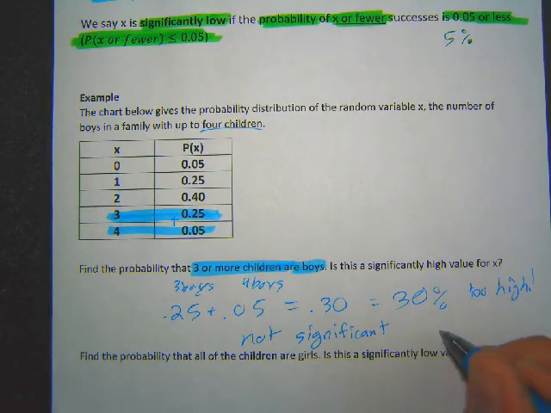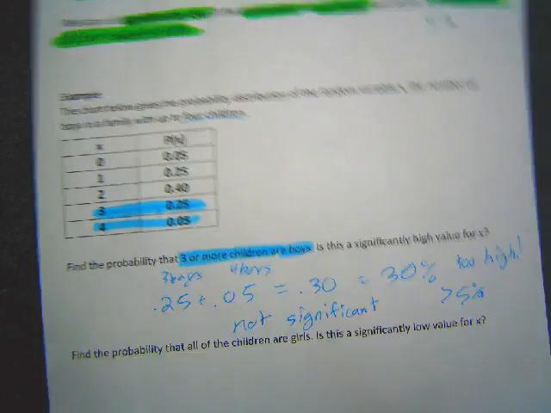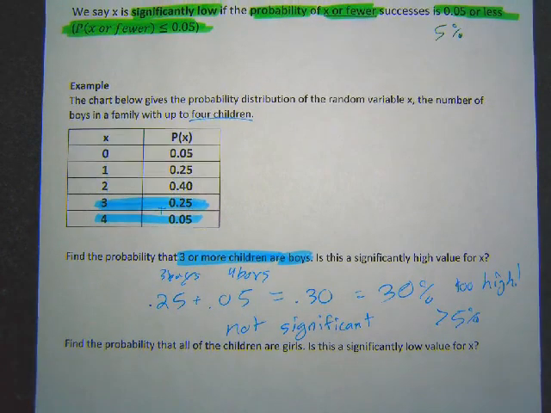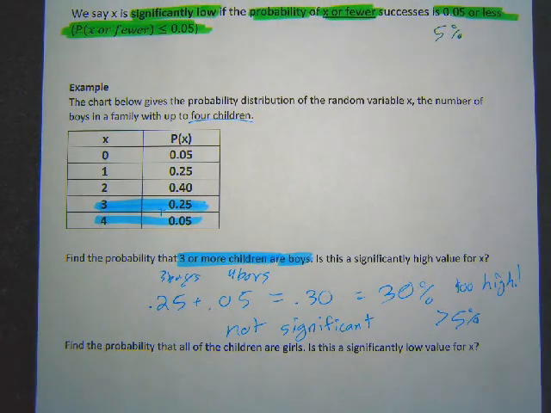We're looking for less than 5%. This is greater than 5%, so it's not small enough. The chances were too high. I have a 30% chance. That's 1 in 3 families going to have 3 or 4 boys out of their 4 children. So that's not significant. We don't really care about that. That's not going to be much of a surprise. If I go out and do a survey or pick a family at random and I get one with 3 or 4 boys, I'm going to say, I expect that, because 1 out of 3 had 3 or 4 boys.